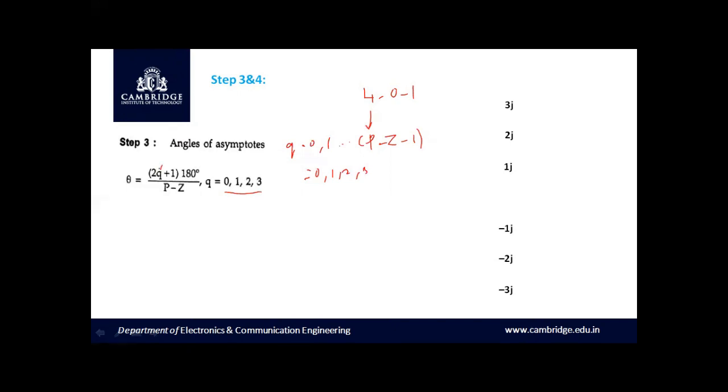For the first case, let me substitute q as 0. Theta will be equal to 180 degrees divided by p minus z, where p is 4 and z is 0. Therefore, 180 degrees divided by 4 is equal to 45 degrees. Similarly, substituting q as 1, 3 times 180 degrees divided by 4, therefore theta 2 is equal to 135 degrees. For the third case, substituting q equal to 2, we get 5 times 180 degrees divided by 4, so theta 3 is equal to 225 degrees. Finally, substituting q equal to 3, 7 times 180 degrees divided by 4, theta 4 is equal to 315 degrees.